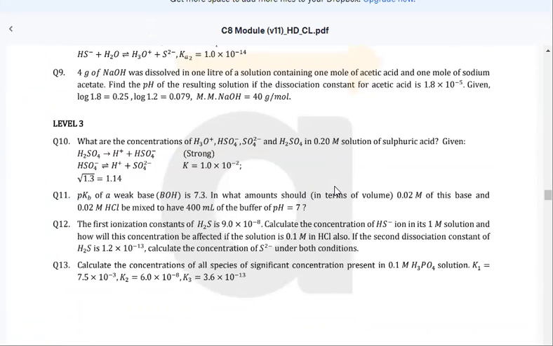Next, this level 3. Now we will start with question number 10. Everyone just go through question number 10.